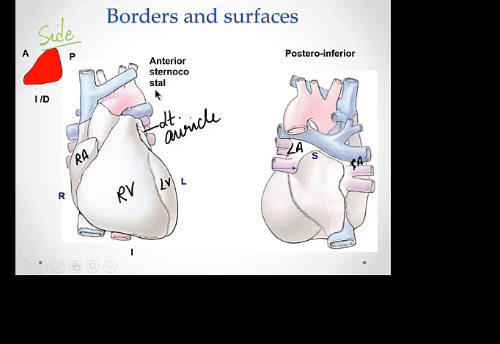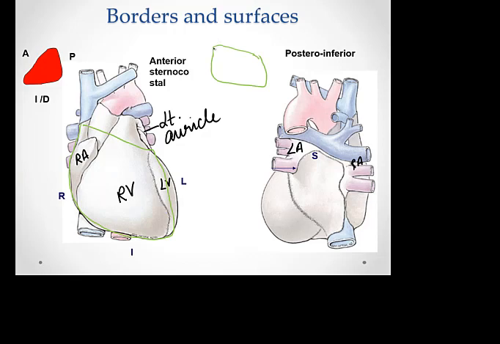So here, let's look first at the borders and surfaces of the heart. So when we draw the heart, it doesn't look anything like this. This is what we normally draw it as. The heart actually looks somewhat like this. If you were to draw it, it is somewhat like this. So if I was to draw it, okay, I think I should change my color.